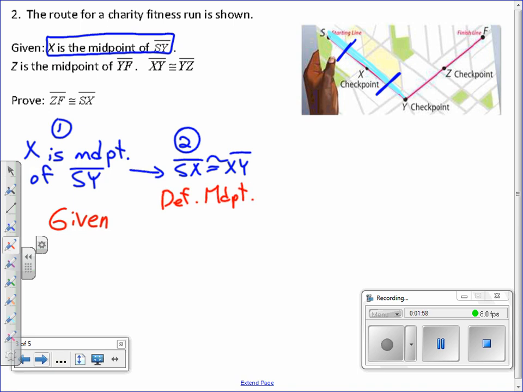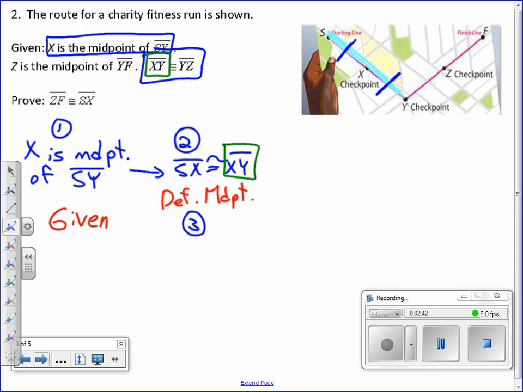Now, I could use my second given statement that says Z is the midpoint of YF, and then try to do a bunch of transitive maybe at the end. But as a tip, I find with these proofs that as soon as you can recognize that you have the transitive property, it's best to do it then, just to help your proof flow. If I look at my statement I just wrote, I have SX is congruent to XY. And one of my givens told me that XY is congruent to something else, which means I can use the transitive property. Last time I told you that if you're going to use a transitive, it flows nicely if you go right underneath that and use your next statement.